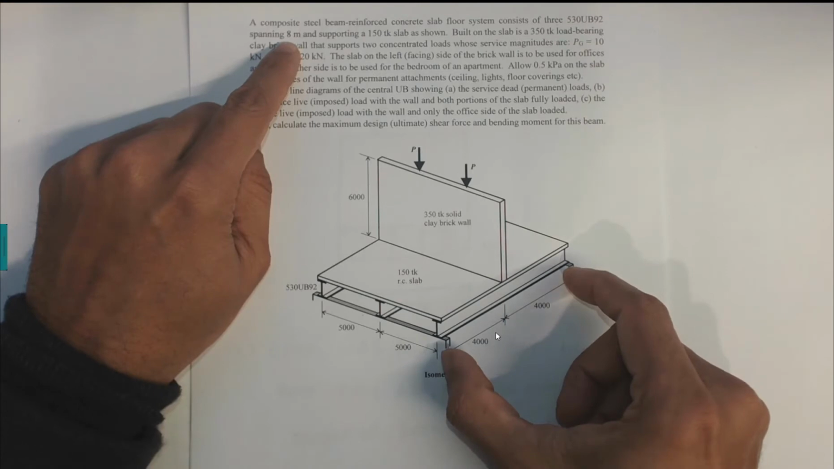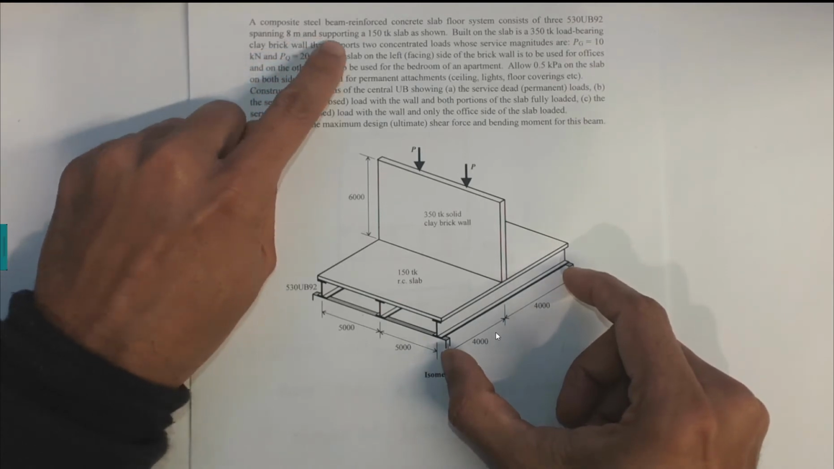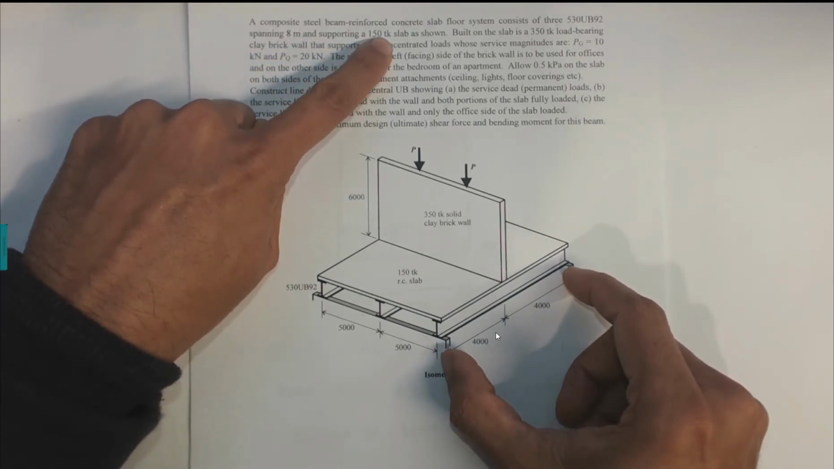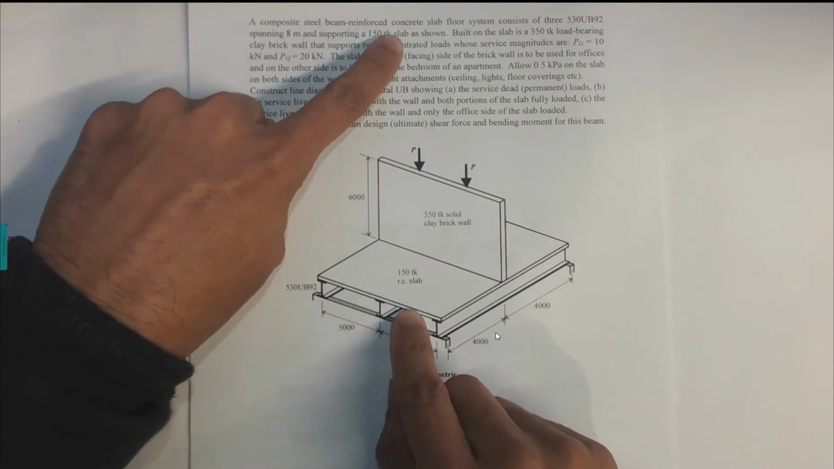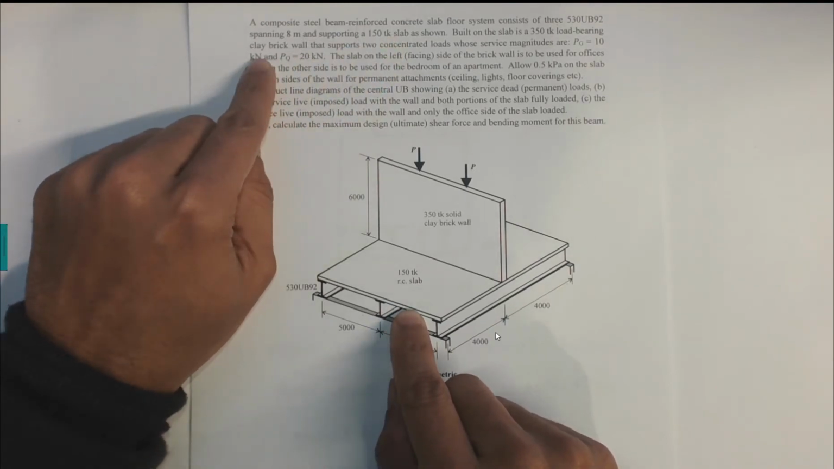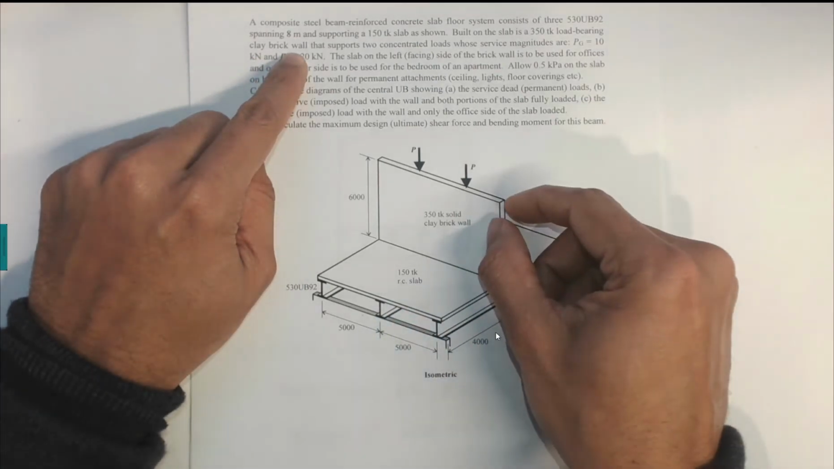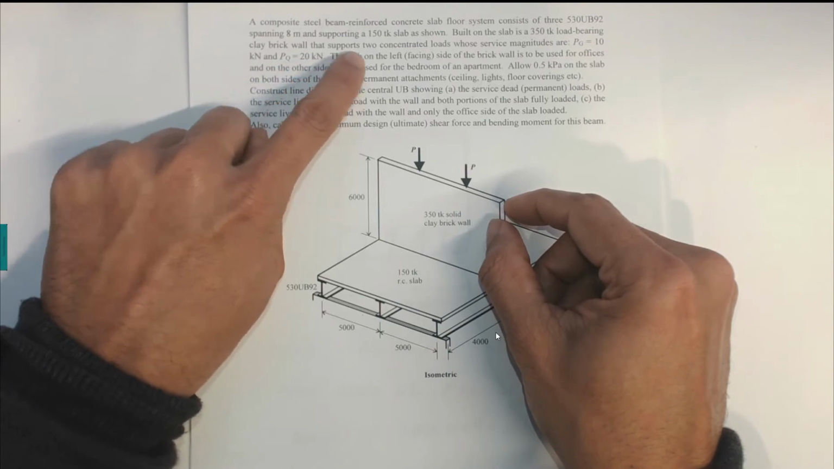So the span of the steel beam is 8 meters, supporting a 150 millimeter thick slab. So this is the 150 millimeter slab. Built on the slab is a 350 millimeter thick load bearing clay brick wall. So this load bearing clay brick wall supports two concentric loads.